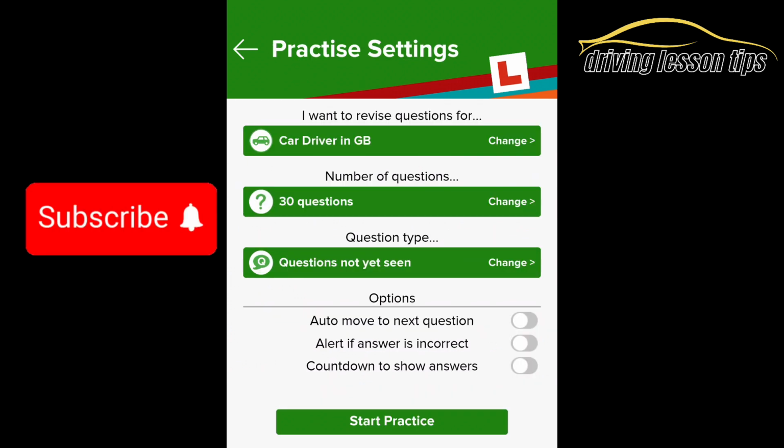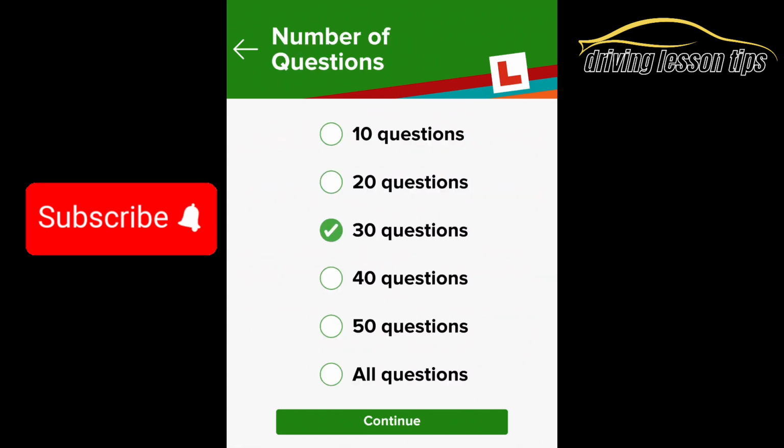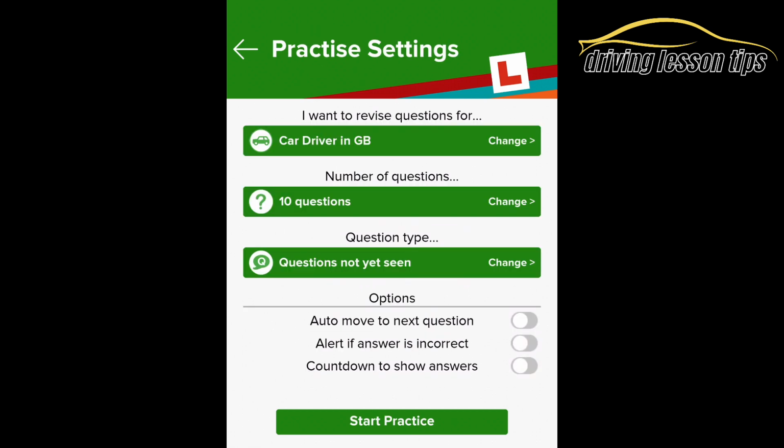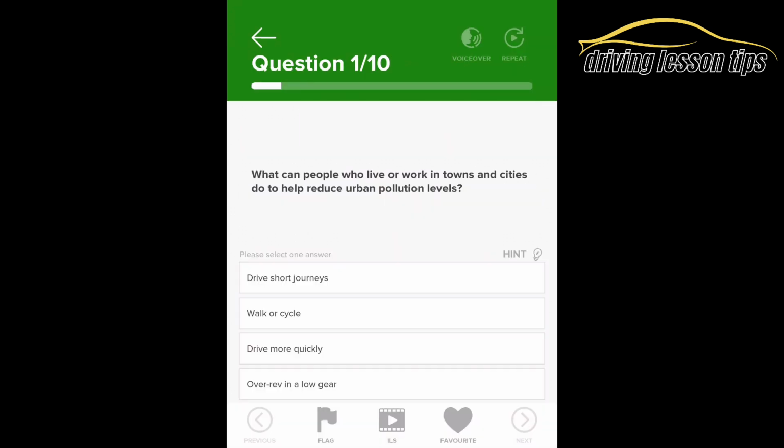Now, on the start screen, you can choose how many questions you want to do. So we're going to change the 30 questions to 10 questions as a practice, to show you how you should be doing things. Click start practice, and that will start your test.